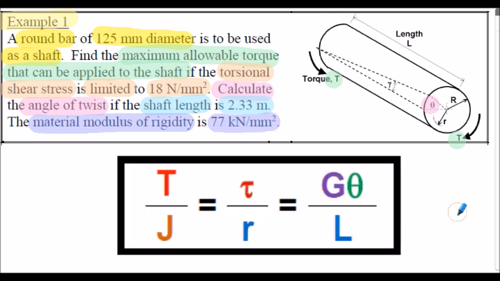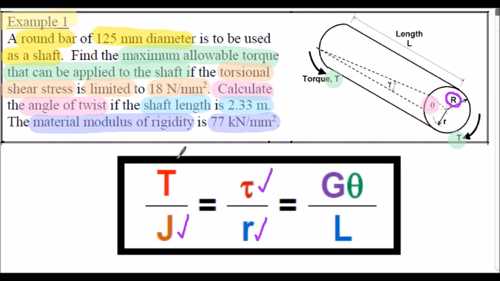Obviously within this question we'll be using the simple torsion equation stated in the bolded box here for reference. From the question we're given the diameter, so that will allow us to find the J value if we need it, and also the R value. Usually it's the maximum R value, capital R, we're interested in. We're given the allowable torsional shear stress.